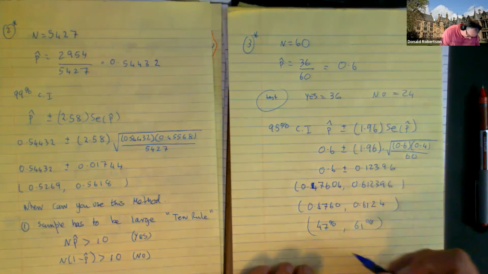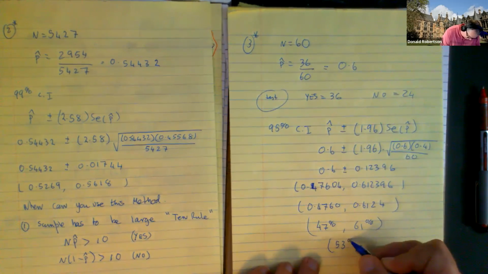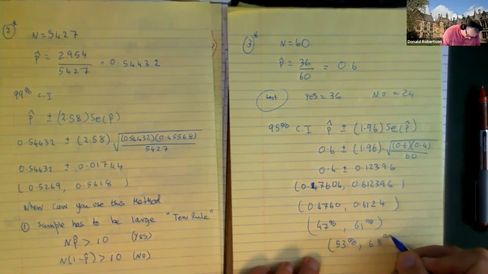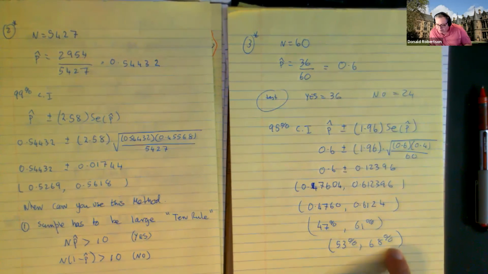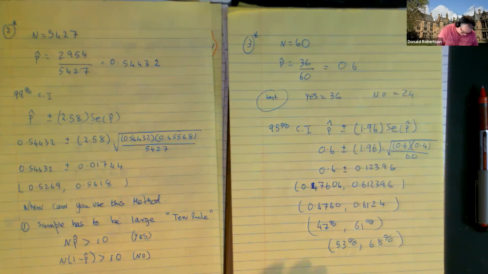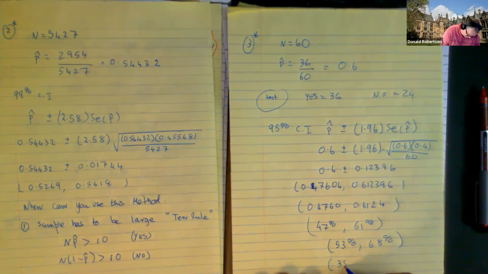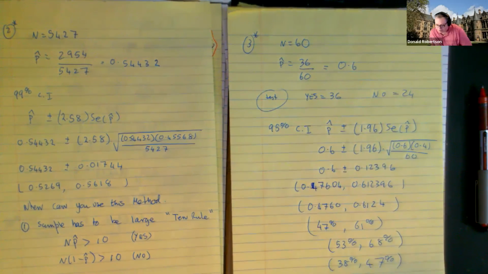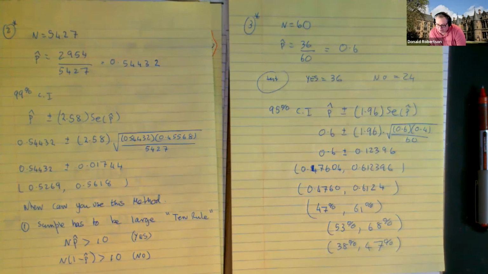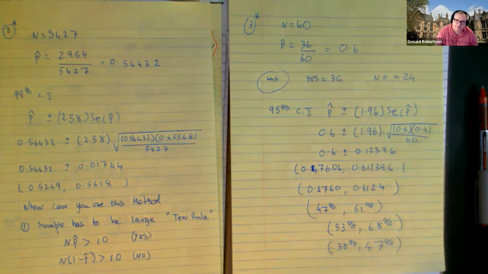Now, if I did a different one and I got 53% to 68%, let's suppose I got that interval, wouldn't I then be able to say, yes, there's evidence that the majority of actors are extroverts, right? Bigger than 50% is majority. And if I got that interval, couldn't I say that there's evidence to prove that less than 50% of actors are in fact extroverts?